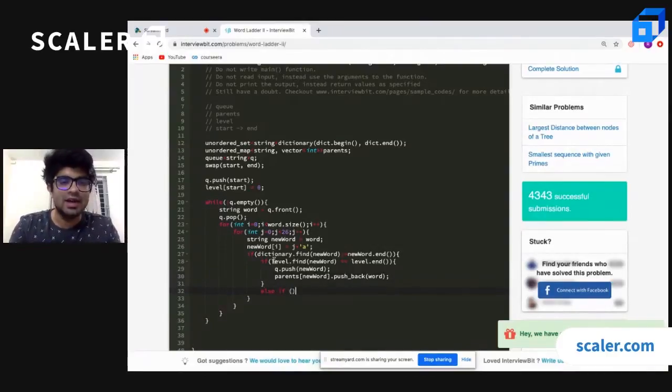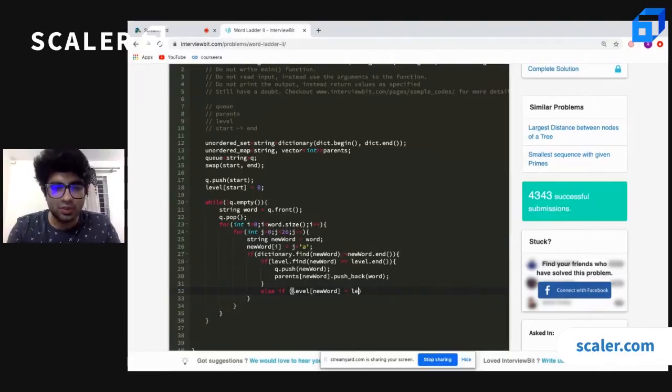Else if, other than that, as I already explained, there might be a possibility that I occur to that node from some other node as well. But the thing is, I take that particular node as valid only when that node is just one level away from this node, because only then is it contributing to the shortest path. Otherwise, it won't be contributing to the shortest path. So then I need to check: basically the level of new word should be equal to the level of word plus one. That makes sense because I already encountered that new word. In that case, I need to just push the parent only.